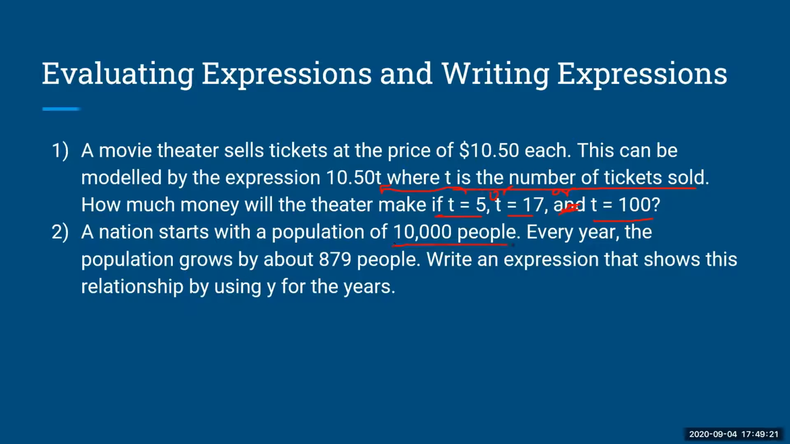If you're starting with 10,000 people, and every year the population grows by 879 per year, so if you use y for years, your expression would be 10,000 plus 879 times y for the population. But a city can't just get that much every year. It can't be continuous like that because that's not real life. That's true. I made these questions though, so deal with it.